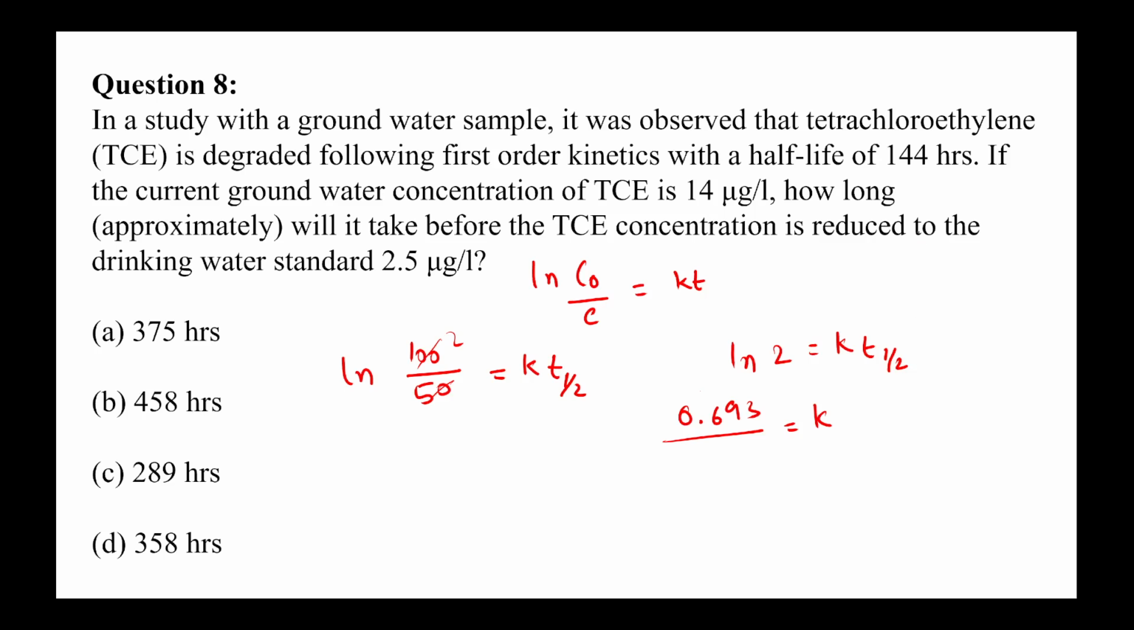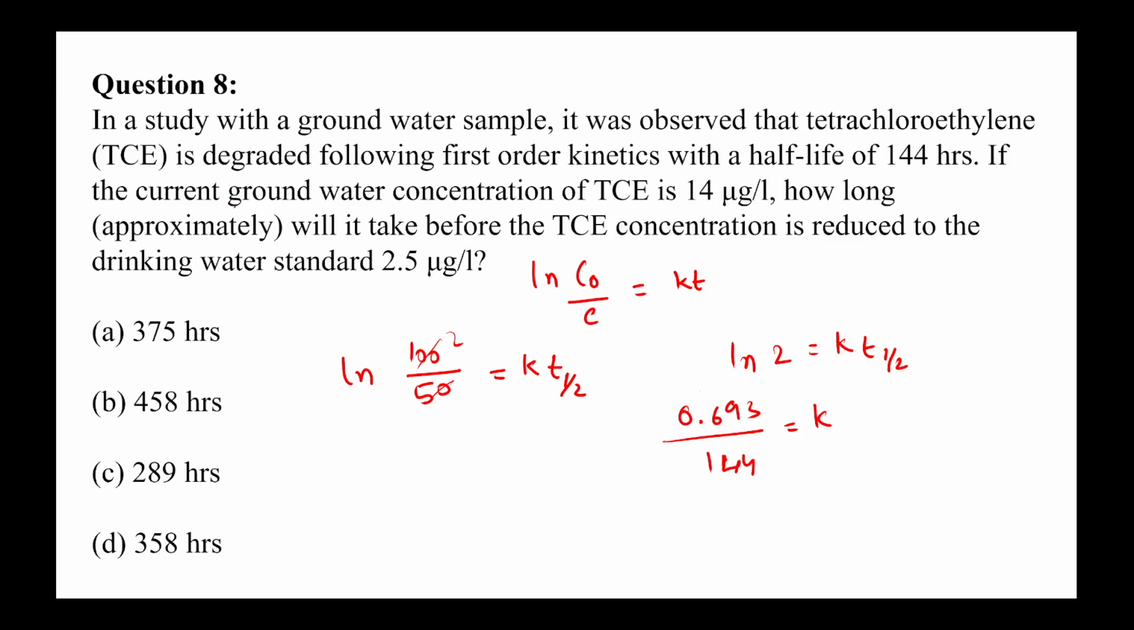So T half is given. T half is what? 144 hours. Okay. So we can calculate for the rate constant. Now, once we have the rate constant, what is the next question? Next part of the question.